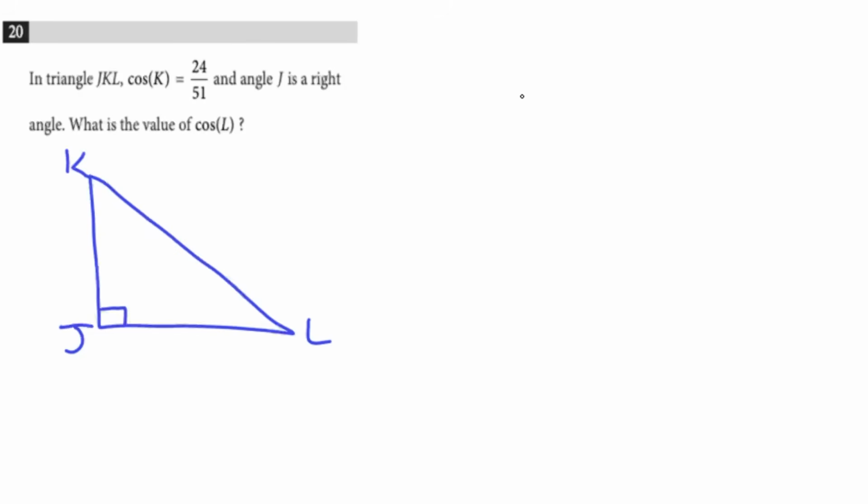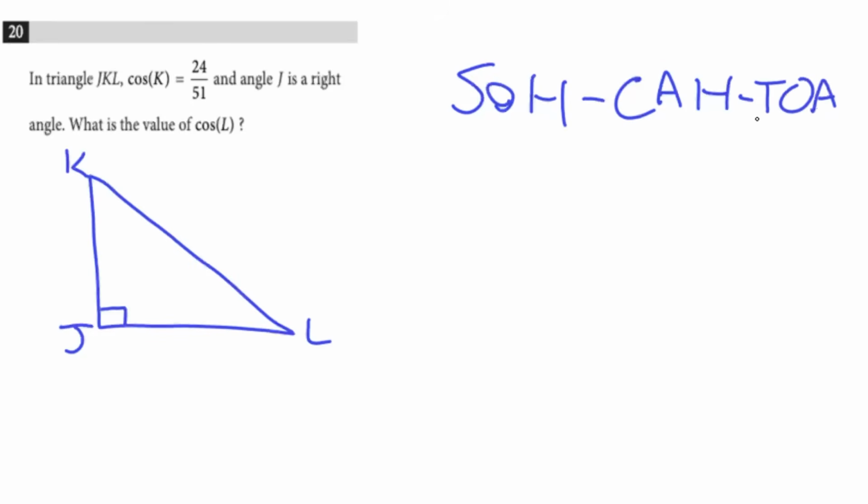So remember SOHCAHTOA for these trig questions. When we write it out, we're dealing with cosine, the C. So that tells us we're going to have adjacent over hypotenuse. So that means the side adjacent to K is going to be 24, and the hypotenuse is going to be 51. And then we're asked to find cosine of L. So we would need the adjacent side of L and the hypotenuse.